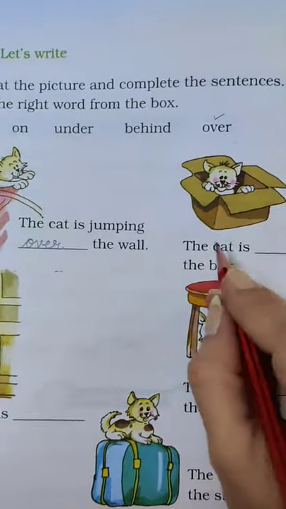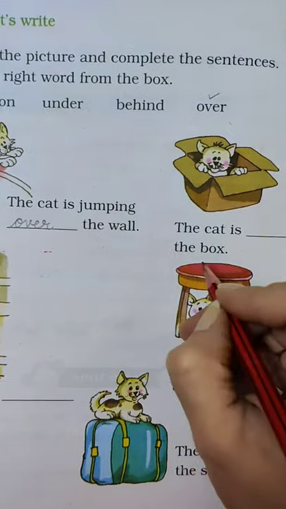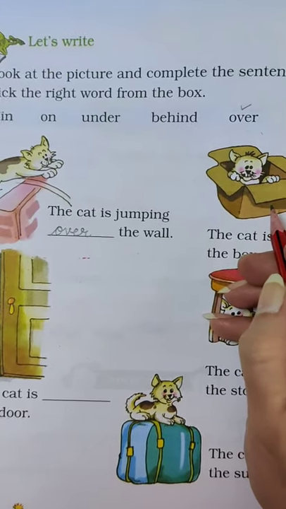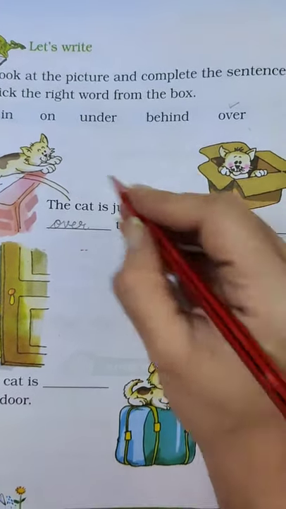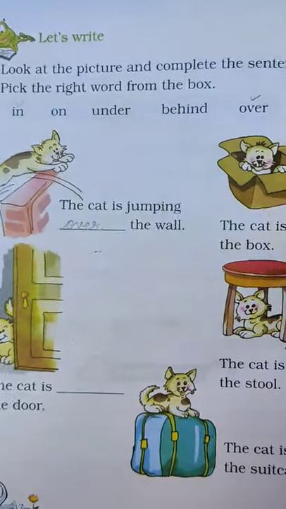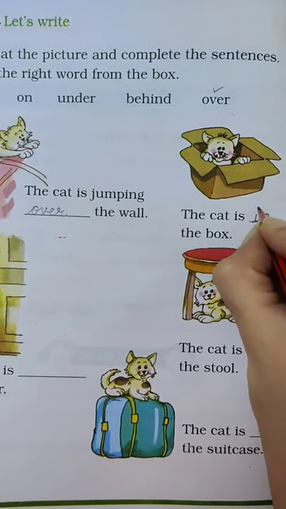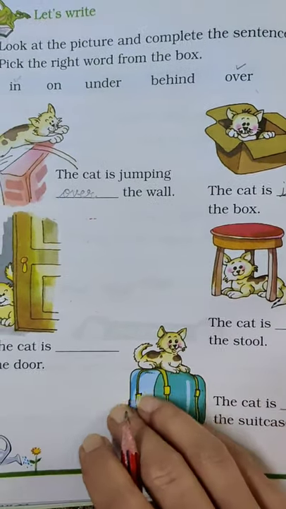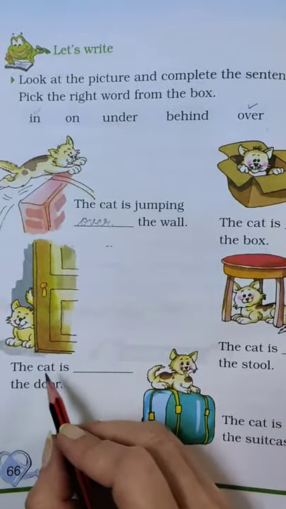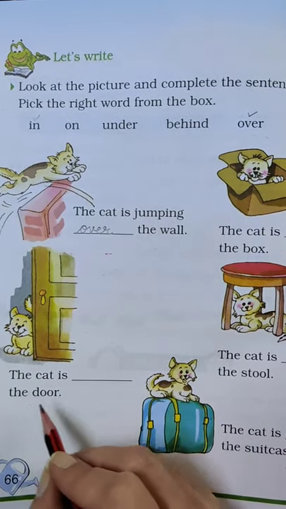Next is, the cat is dash the box. Where is cat, children? The cat is in the box. So we will write here in.